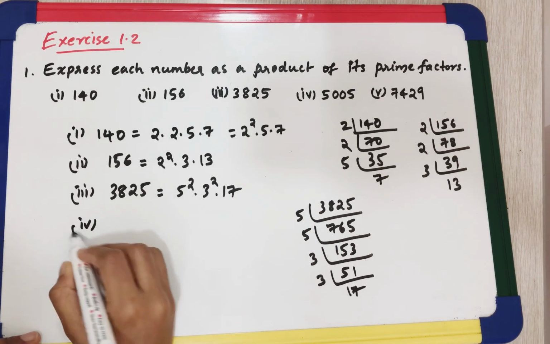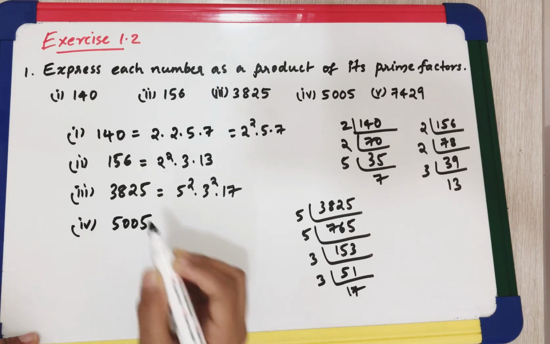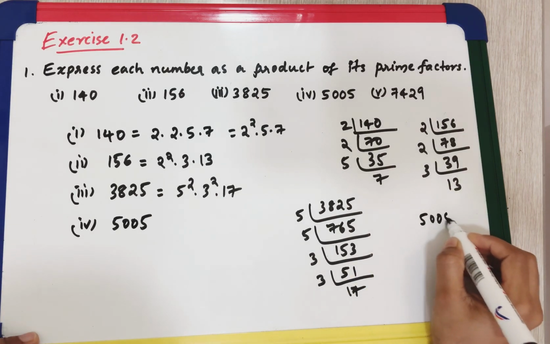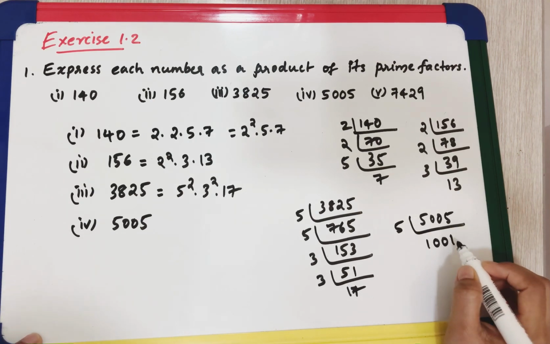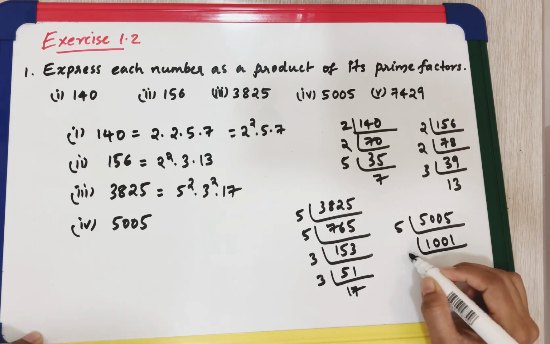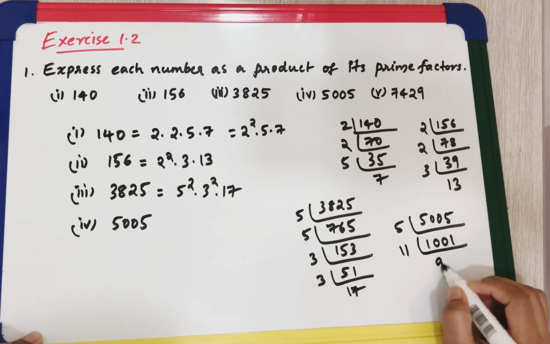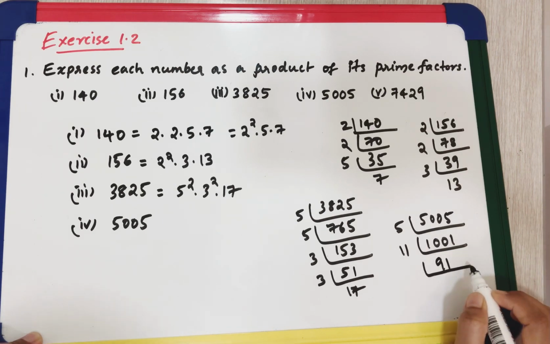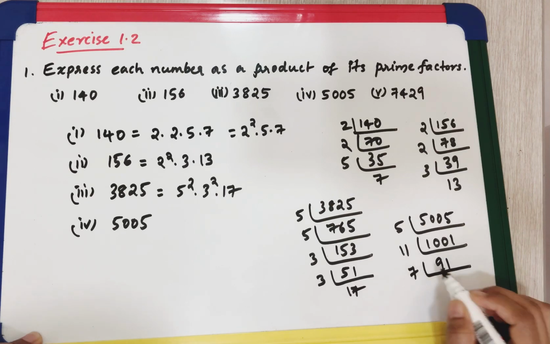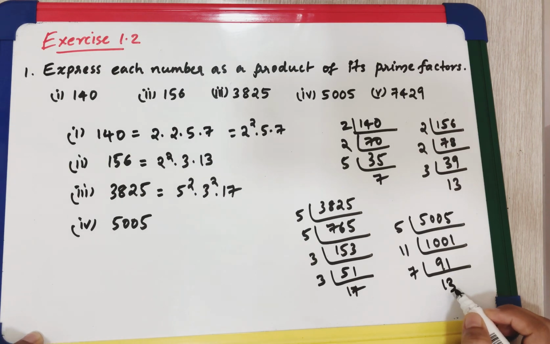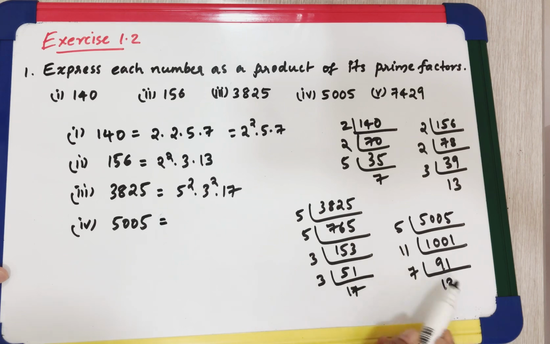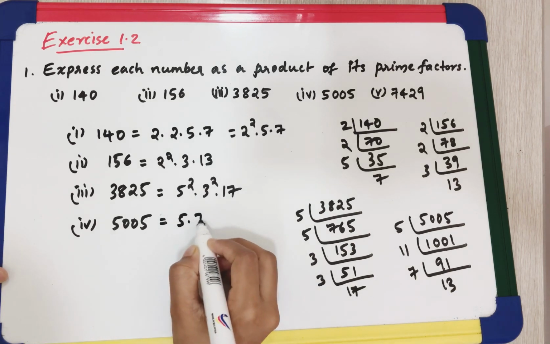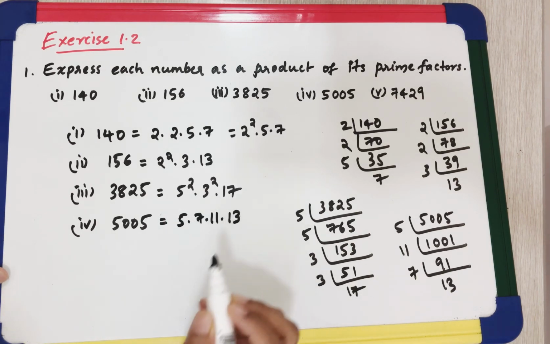Fourth one, 5005. To find the prime factorization, the least prime is 5, which gives 1001. Here the least prime is 11, which gives 91. Here 7, which gives 13. 13 is a prime, no more factorization. Therefore 5005 is equal to 5 into 7 into 11 into 13.